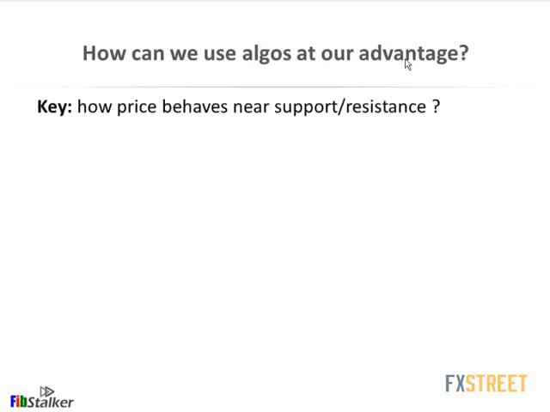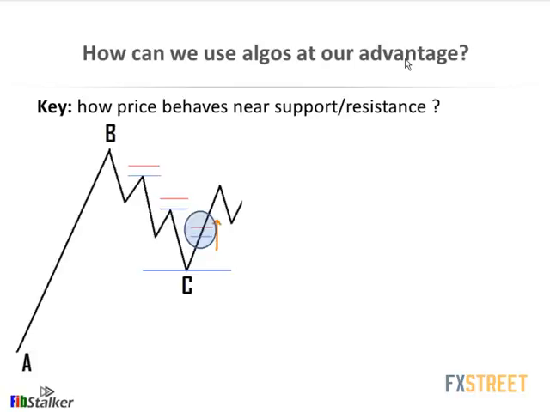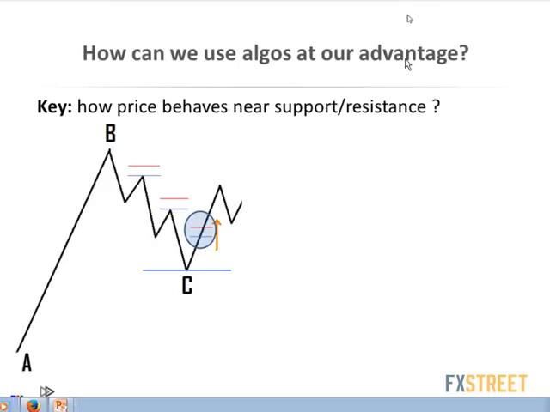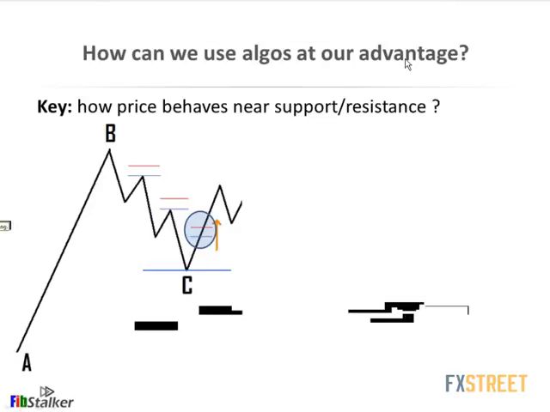So the way I look at the market is, once I have identified a level, and there can be very simple ways of identifying levels. Let's suppose that we have a move from, let me try to annotate this. Let's suppose that we have a move from A to B, and this is just a schematic.